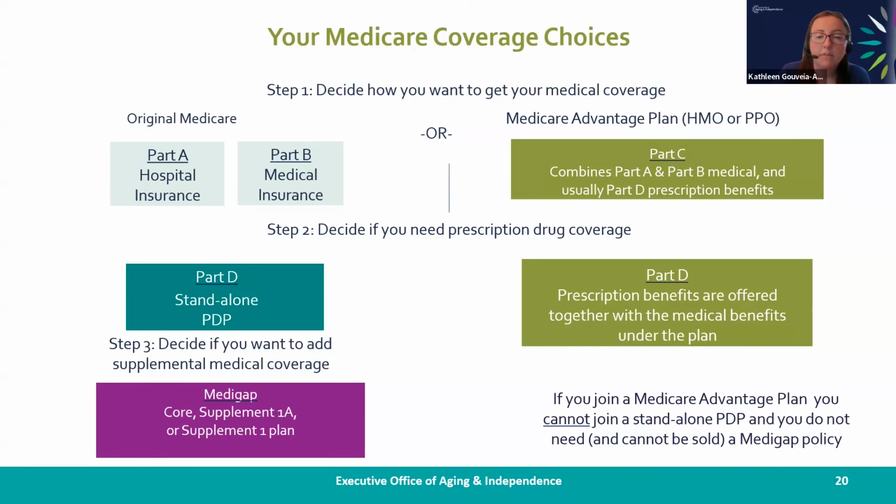On the right side, we review what it would look like if someone enrolls in a Medicare Advantage plan. Medicare Advantage, or Part C, combines the Part A and Part B medical and usually the Part D prescription drug benefits. If you join a Medicare Advantage plan, you cannot join a standalone PDP, and you do not need and cannot be sold a Medigap policy.